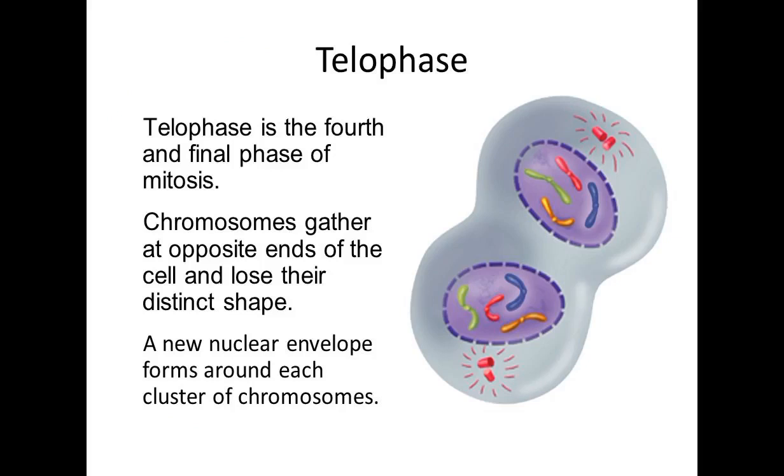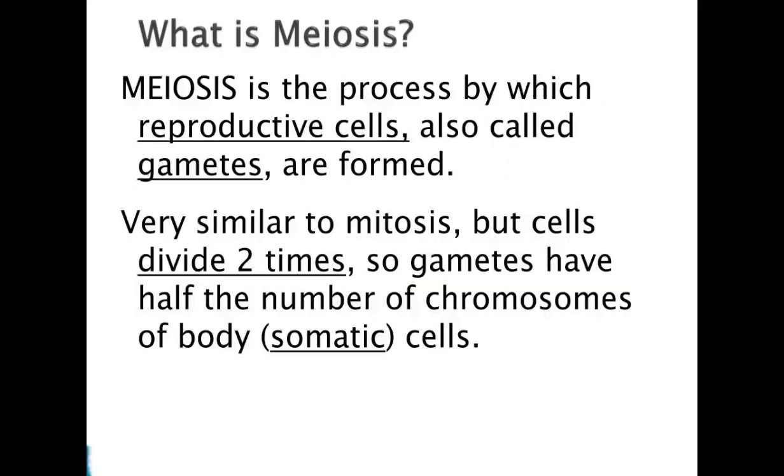Telophase is the fourth and final phase of mitosis. Chromosomes gather at opposite ends of the cell and lose their distinct shape. A new nuclear envelope forms around each cluster of chromosomes.